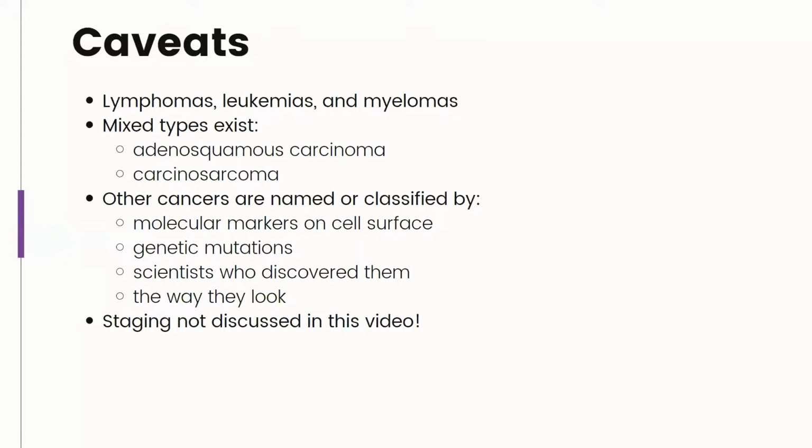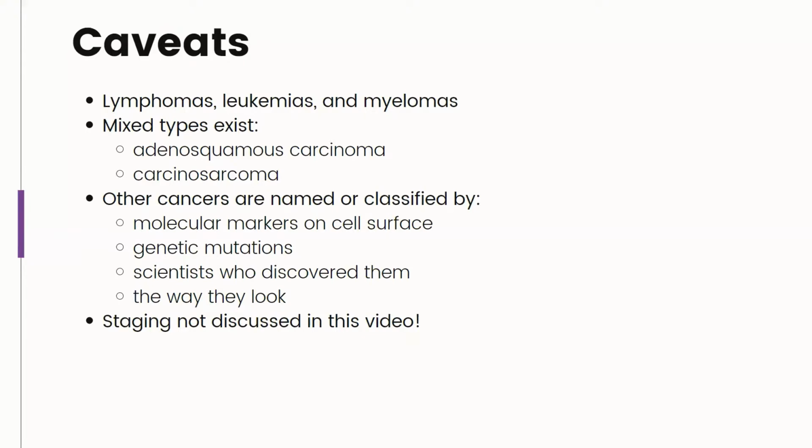Lymphomas, leukemias, and myelomas are three big categories that really don't follow the rules of carcinomas, sarcomas, or blastomas. There's Hodgkin's lymphomas, non-Hodgkin's, and many types of subclassifications within each. There's acute and chronic lymphoid and myeloid leukemias, and there's also things like smoldering and multiple myelomas. Also, sometimes if different cell types are involved, it can be a mixed histological type. So adenosquamous would involve both squamous epithelium and glandular cells, and carcinosarcoma would involve both cells of epithelial and connective tissue origin.